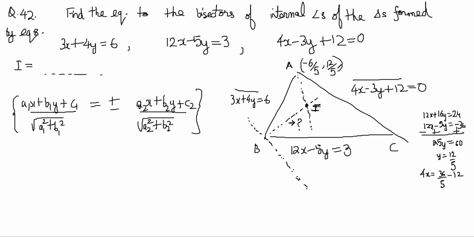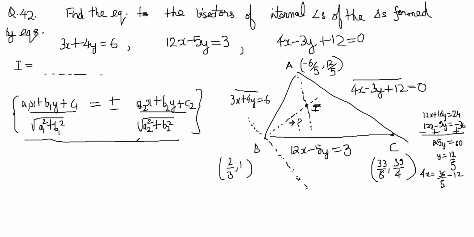If you solve the vertices, B will come as 2 by 3, comma 1. And C comes as 33 by 8, comma 39 by 4. A, B, C you have gotten. So the two equations of the bisectors you can immediately write.